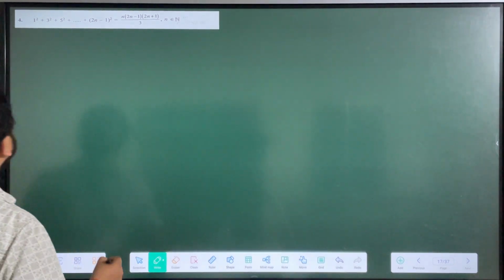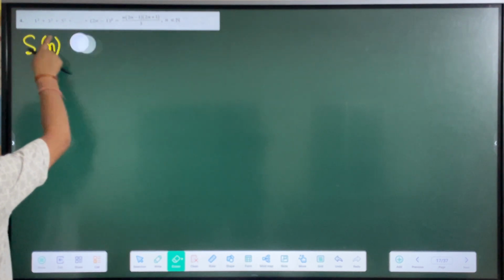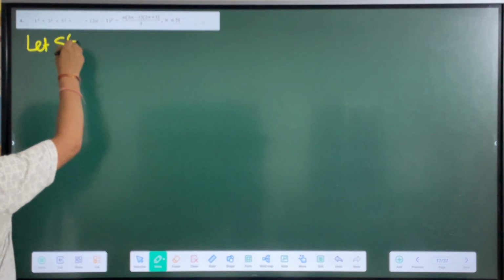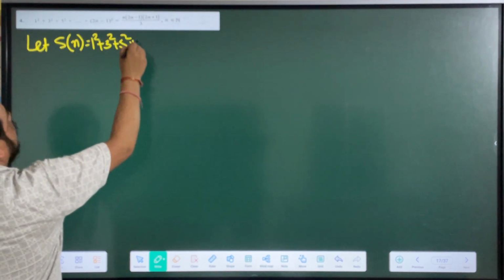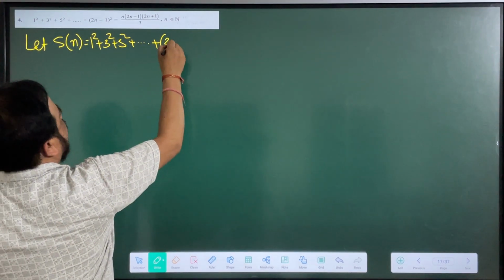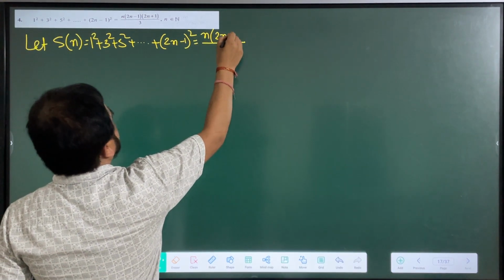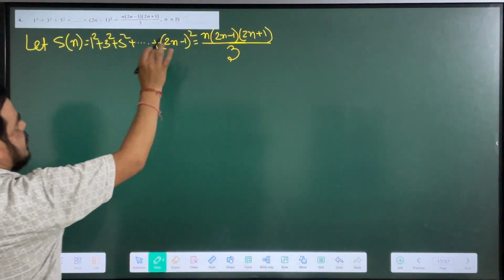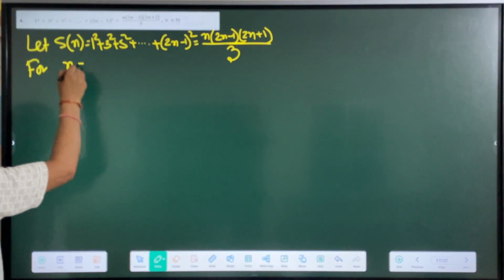Next, number 4. Directly, let Sn be equal to 1 square plus 3 square plus 5 square plus up to 2n minus 1 whole square, equal to n into 2n minus 1, 2n plus 1 by 3. This is for Sn. Now we will go directly for n equals to 1.